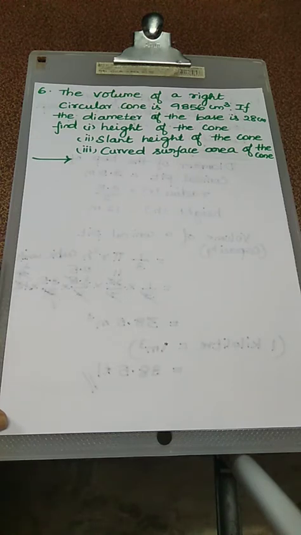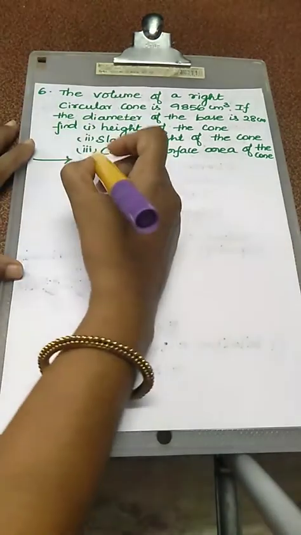What is given? Volume of a cone is given. So using the formula for the volume of a cone, then equate the value. Easily we calculate the R value or H value. Then we have to calculate the next values. Okay. First write the given.